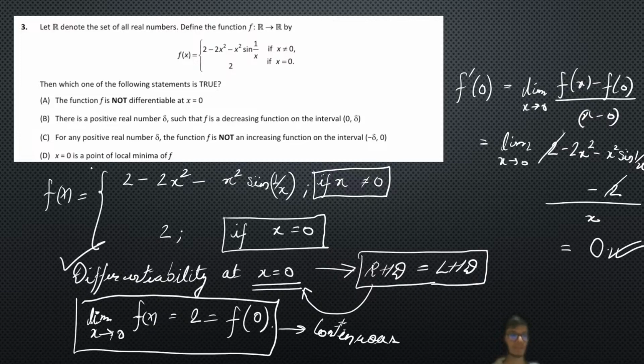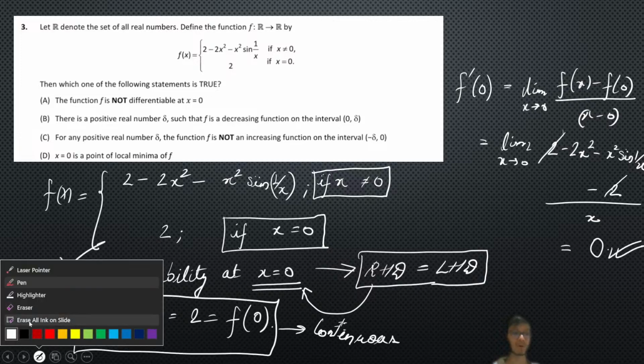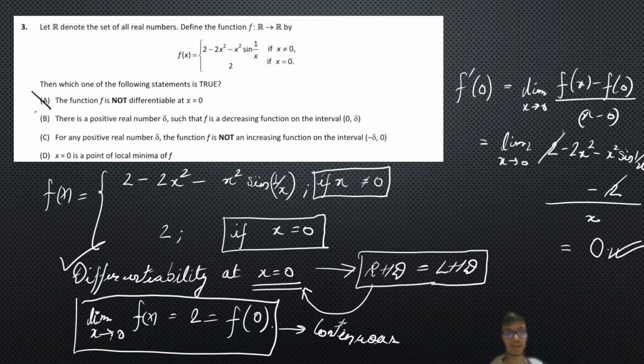Yes, it is a differentiable function, so the first option, that it is not a differentiable function, is not correct. So option A is not correct. Then the second option says there is a positive real number delta such that the function is a decreasing function on the interval 0 to delta.